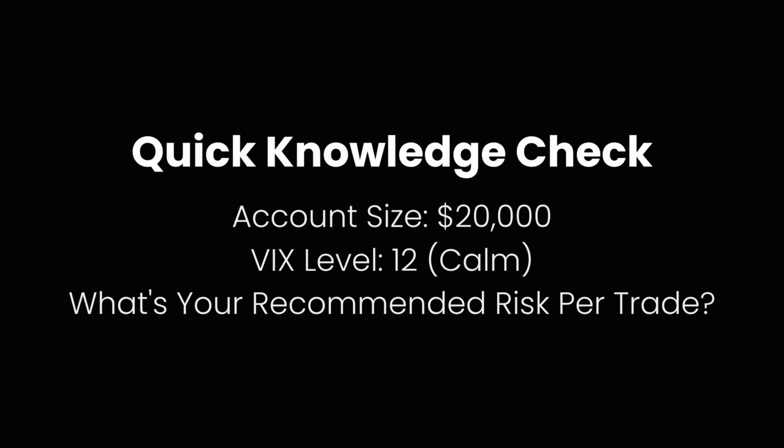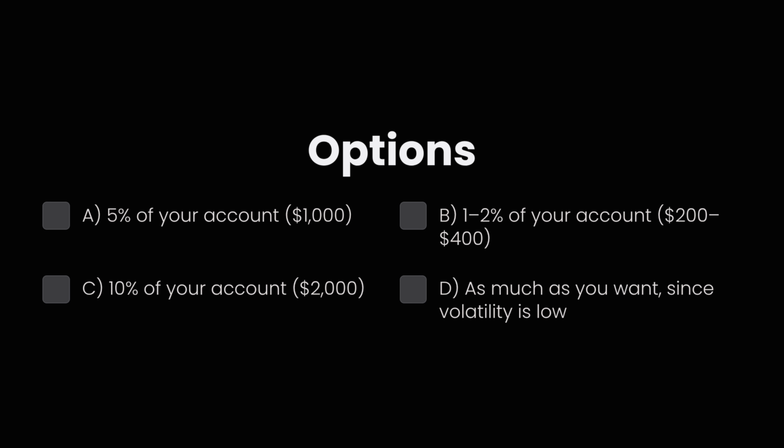Let's check your understanding. You have a $20,000 account. The VIX is at 12, indicating calm markets. What's your recommended risk per trade in these conditions? A. 5% of your account, or $1,000. B. 1 to 2% of your account, or $200 to $400. C. 10% of your account, or $2,000. D. As much as you want, since volatility is low. Take a moment to choose.